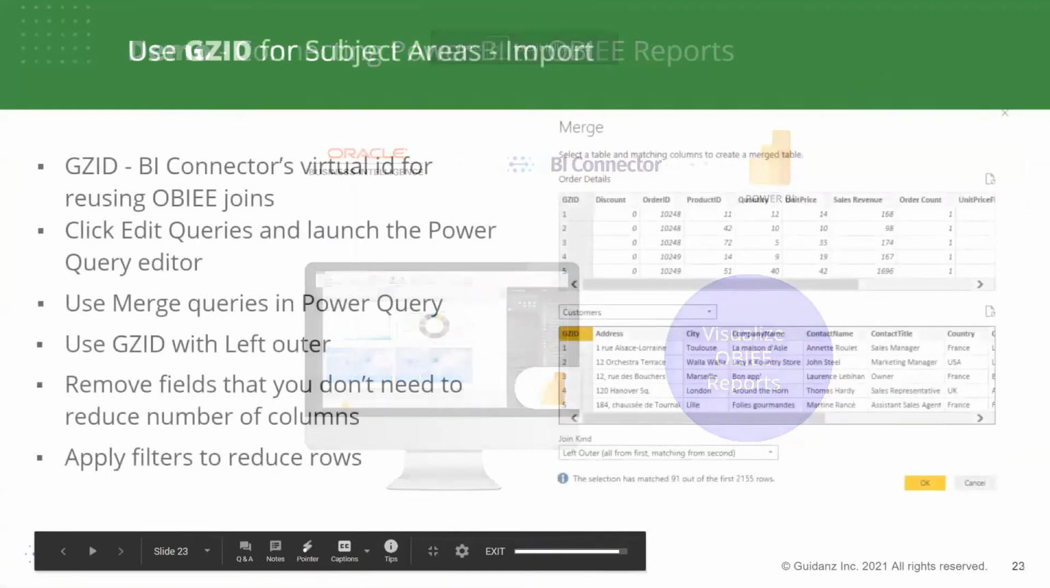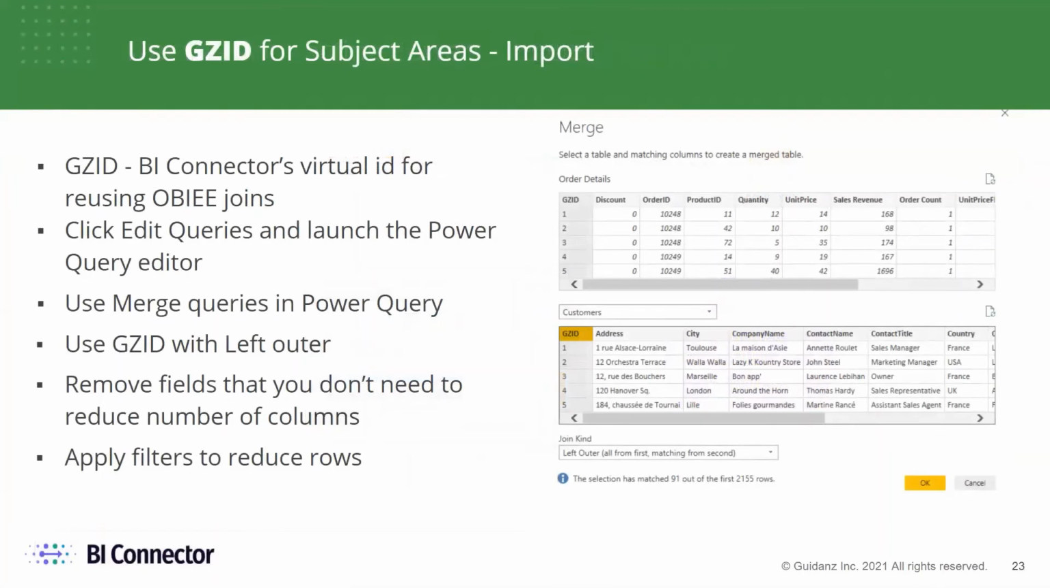Okay, the next hack is use GCID for subject areas. This slide is for import, and the next one is for direct query. You might be wondering, what is this GCID? GCID is just a virtual ID created by BI connector to reuse the OBIE joins. You don't have to worry, you just have to follow some basic steps and you'll be able to retain your OBIE joins in Power BI successfully.